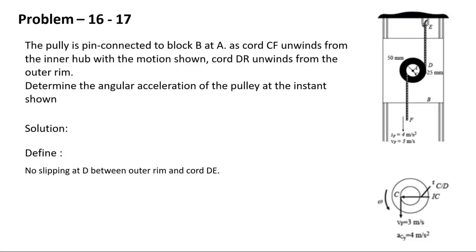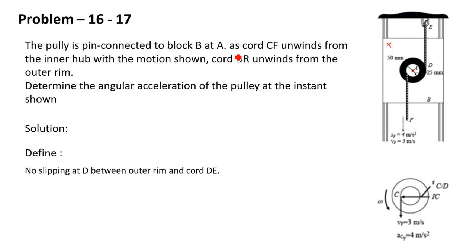Hi, how are you? So we're coming to another question in our series about solving the relative velocity, relative acceleration equation. In this example, the pulley is connected to block B at point A. So we're talking about point A here, the one in the middle, and this will connect this wheel to that block.